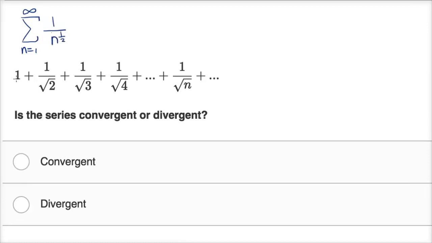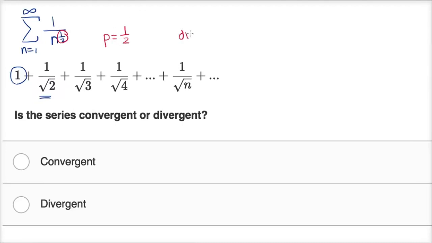Notice, this is when n is equal to 1. 1 over 1 to the 1/2 is 1. 1 over 2 to the 1/2, well, that's this right over here. And we keep on going on and on and on. Well, in this case, we still have a p-series. We have 1 over n to some power, and that power is positive. But notice, in this case, our p falls between 0 and 1. So 1/2 is our p. So p for our p-series is equal to 1/2, and that's between 0 and 1.